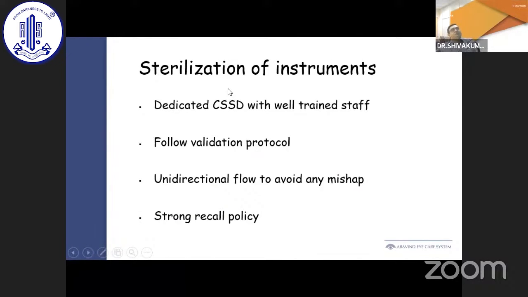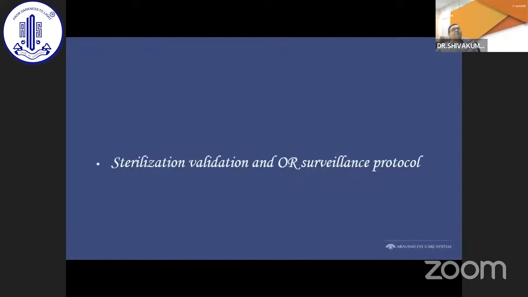The sterilization of instruments should be done, if possible, by a dedicated CSSD team or with well-trained staff, and they should follow the validation protocol. There should be unidirectional flow to avoid any mishap or mix-up of material, and it should be from the unclean to the clean to the sterile area. The sterile items should be stored properly, and there should be no mix-up. There should be a strong recall policy, and if there is any doubt, it should be considered as unsterile.